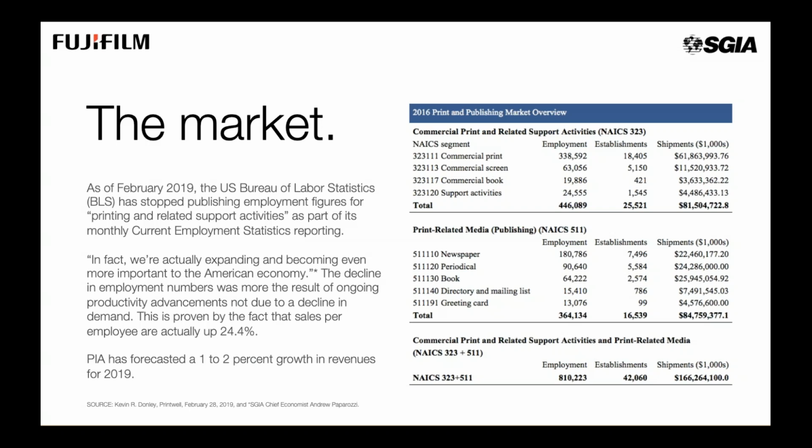The decline in employment numbers is more the result of ongoing productivity advancements and not due to a decline in demand. And this is proven by numbers that show that sales per employee are actually up almost 25%. So our productivity is raised even though the market is shrinking a bit. The industry, according to forecasts, was supposed to grow again for the first time in about 11 years. PIA forecasted a 1 to 2% growth in revenues for 2019. Now, that remains to be seen, but opportunities are there for those who are in a position to capitalize on this type of work.